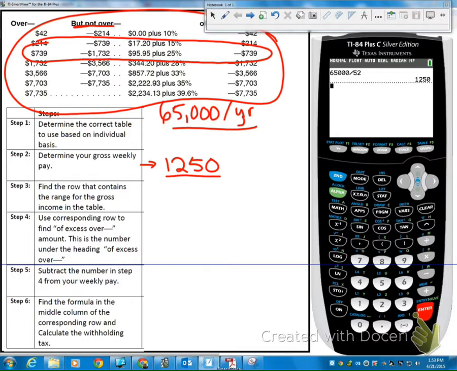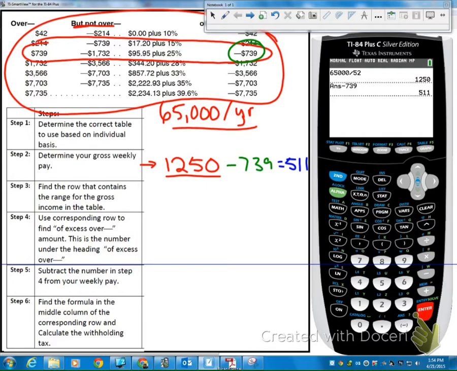So I need to come over now and say, what is my excess? How much over that 739 am I? So I'm going to do $12.50 minus 739. I'm going to do that on the calculator over here. Minus 739, and I have $511, because that's what we're going to take our percentage out of.